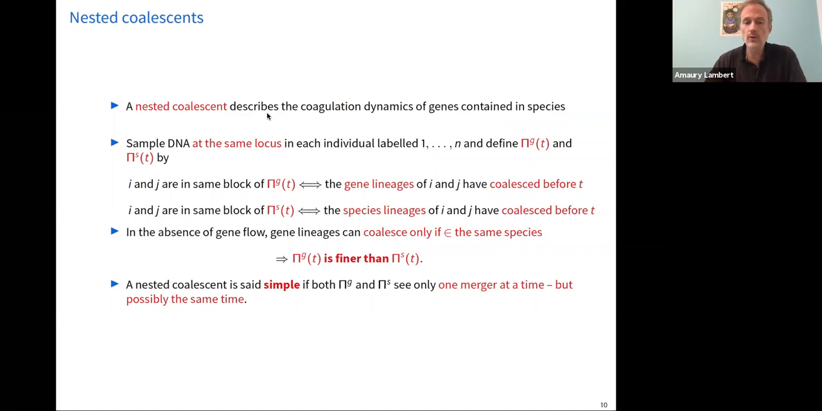And we will say that the nested coalescent is simple if both pi g and pi s see only one merger at a time, exactly as in the lambda coalescent. But now the difference is that you might have at the same time a merger in pi g and a merger in pi s. All right? So you never have multiple mergers. You always have one merger at a time, but at the same time you may have a merger in pi g and a merger in pi s.